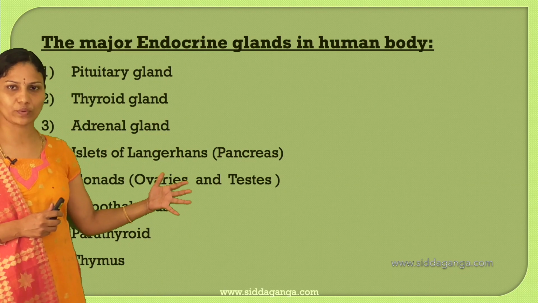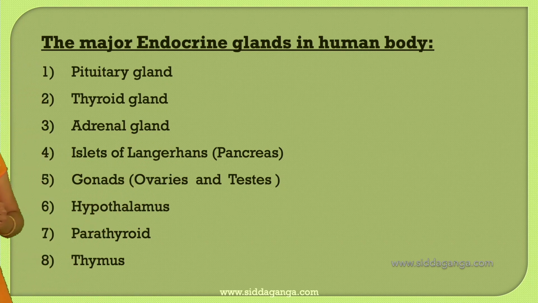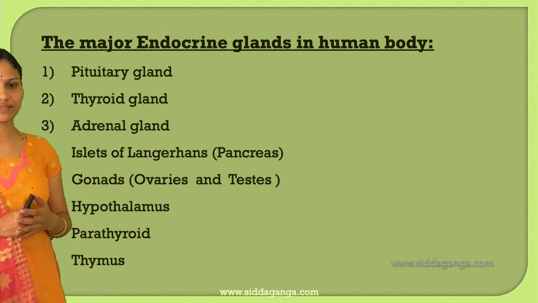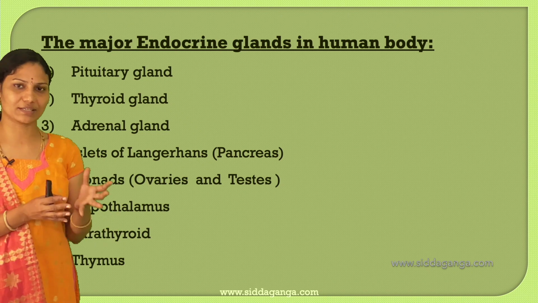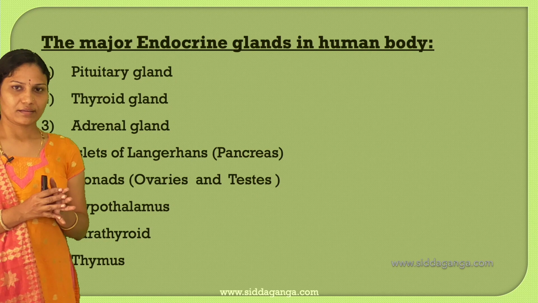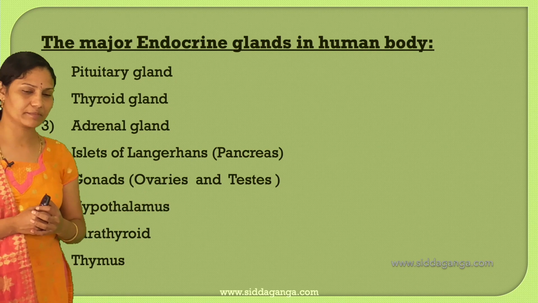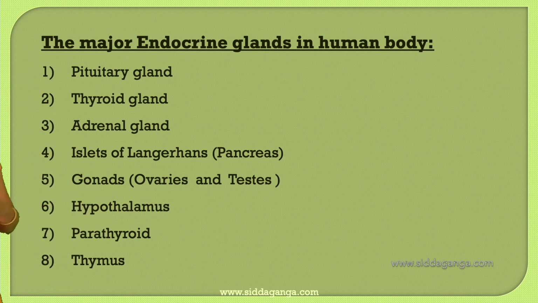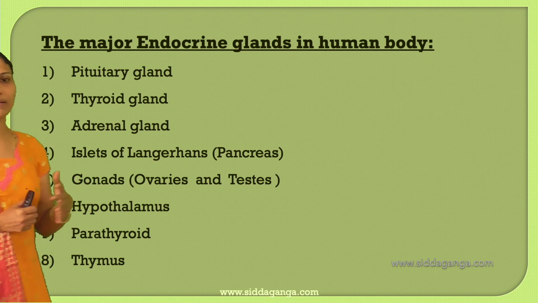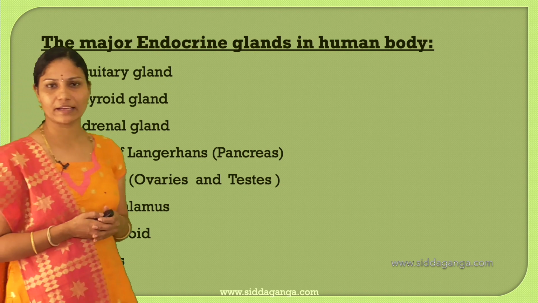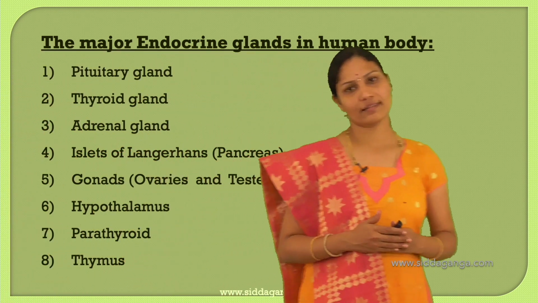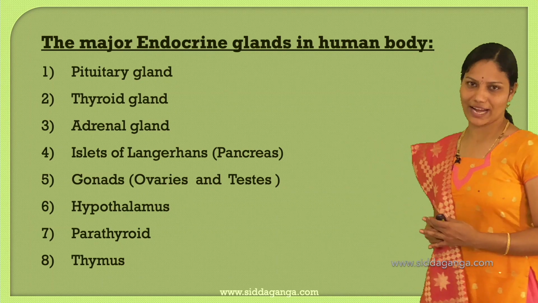Islets of Langerhans are located inside the pancreas, followed by gonads. Gonads are the sex organs or sex glands: ovaries in females and testes in males. Then the hypothalamus, parathyroid gland and thymus gland. We will be discussing the first 5 major endocrine glands in the human body: the pituitary, the thyroid, the adrenal, islets of Langerhans and gonads.